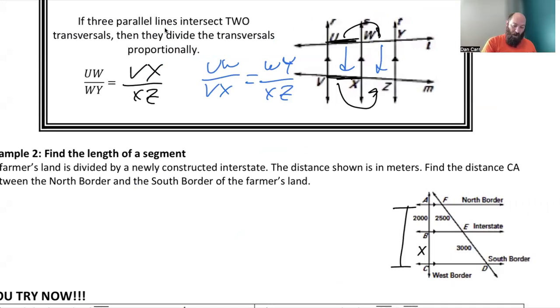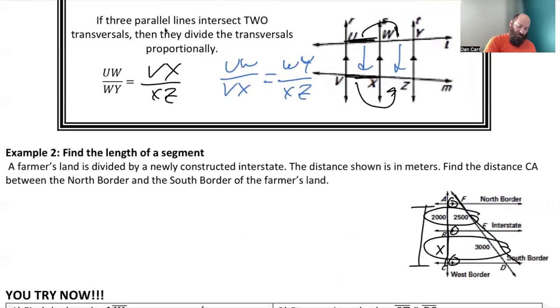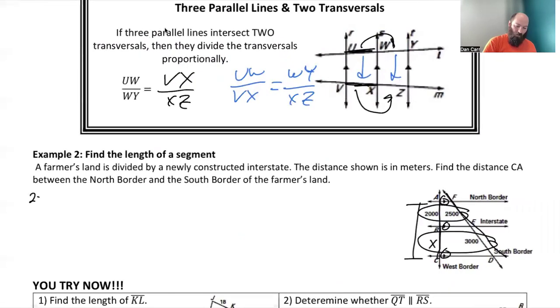I have 3 parallel lines, 2 transversals. So I could set it up just like this. Here's these, and these are going to be proportion. Or I can go vertically. It doesn't matter. I will do vertically. I like the look of that better. So instead of doing this way, let's do it as 2,000 over X, 2,500 over 3,000. So 2,000 over X equals 2,500 over 3,000.